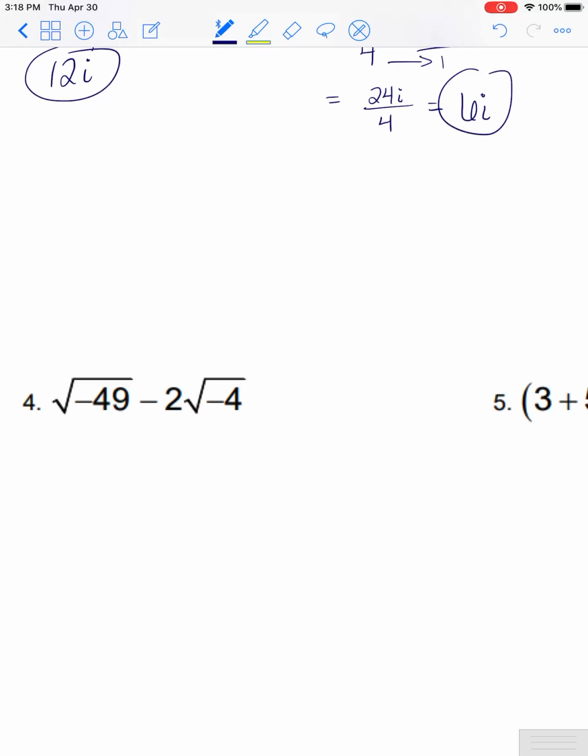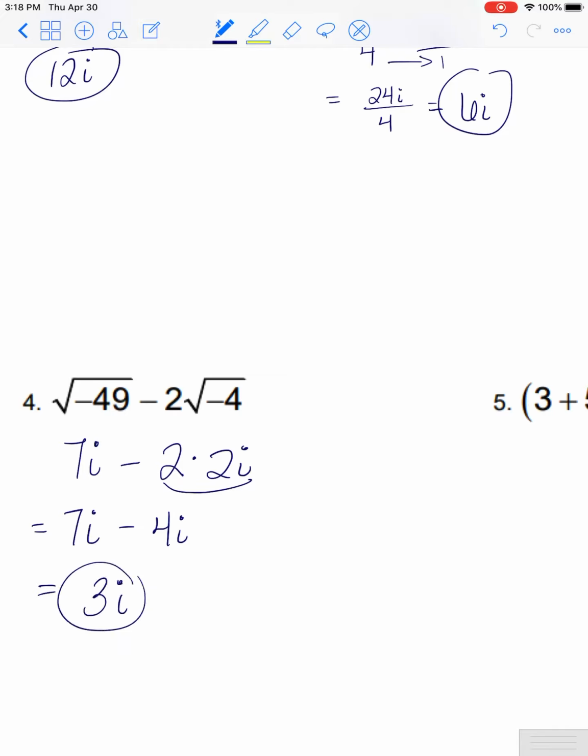All right. I'm going to run through here. Now I know I have to simplify these radicals. So the square root of negative 49 is 7i minus 2 times 2i. So I have 7i minus, now I can multiply these, 4i. So these are considered like terms. So I'm left with 3i.